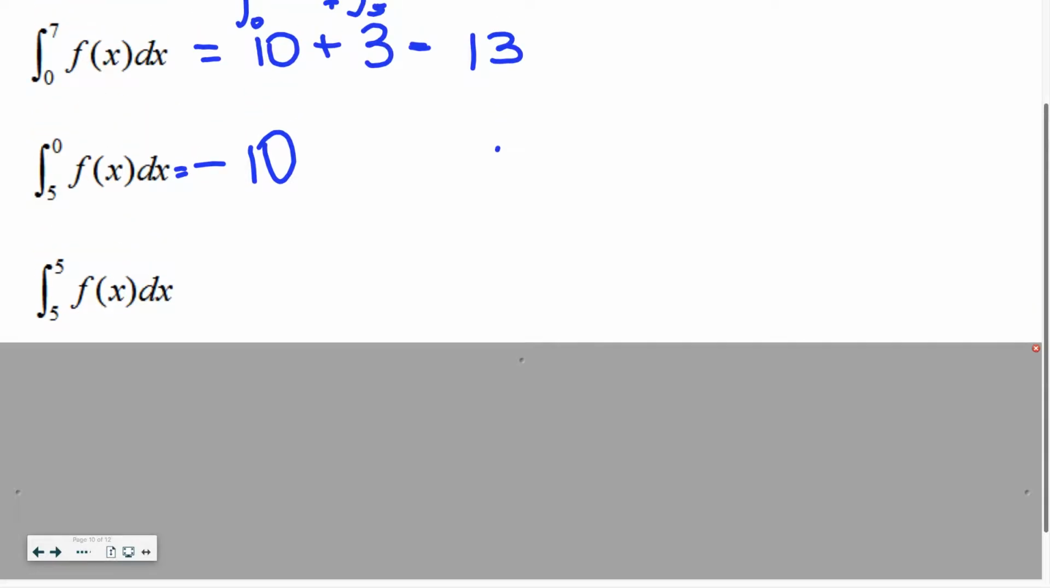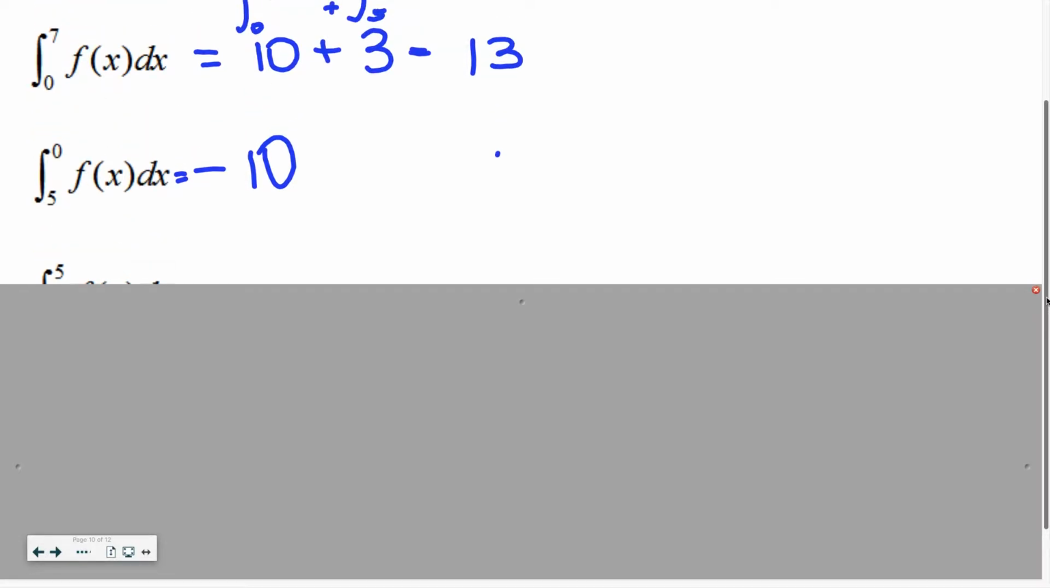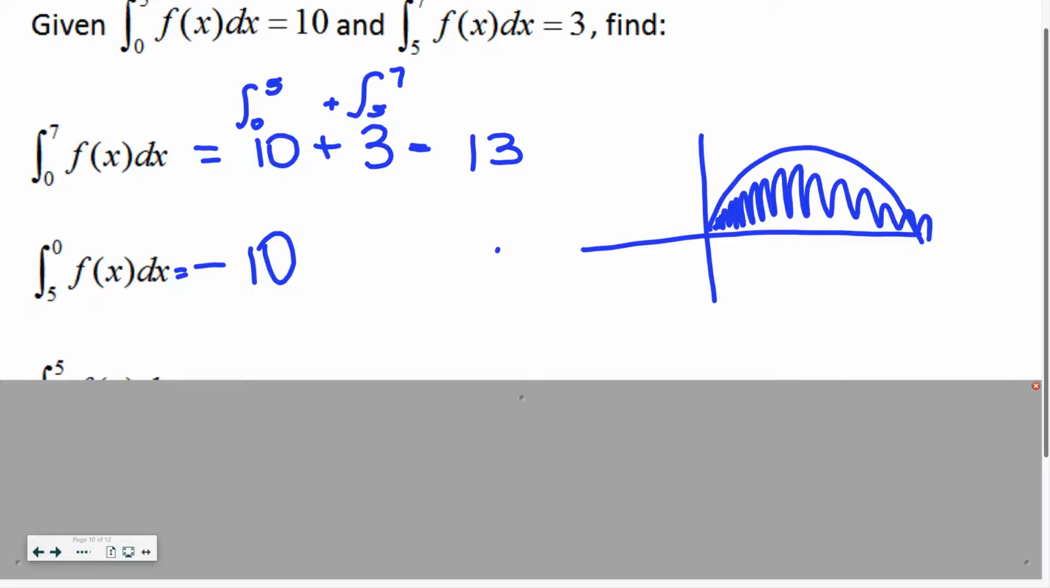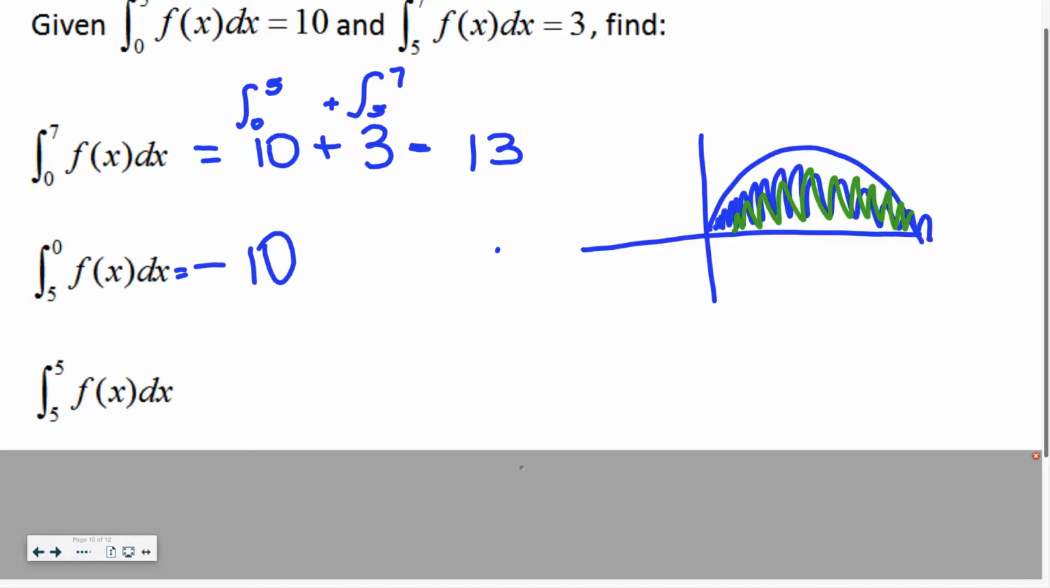Okay. Some people are not liking this one. When we find area, we start at the left and go to the right. That's how we read, right? Well, if we start at the right and go to the left, we are going backwards. We're going in the negative direction. And so any area becomes negative, even if we're above the x-axis. Okay? What's the integral from 5 to 5?